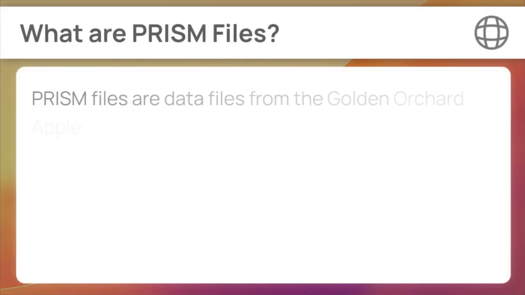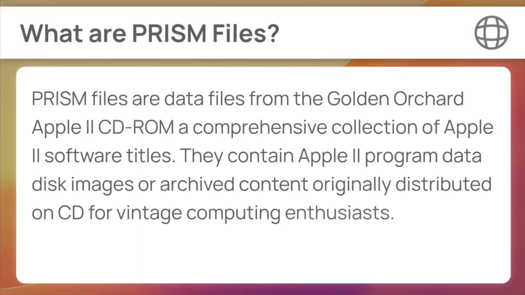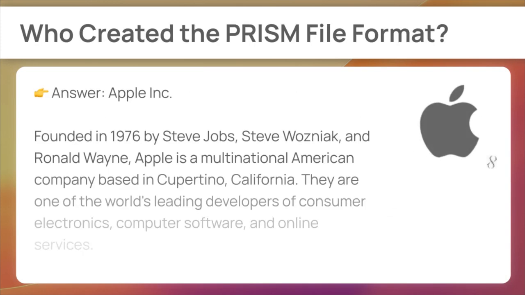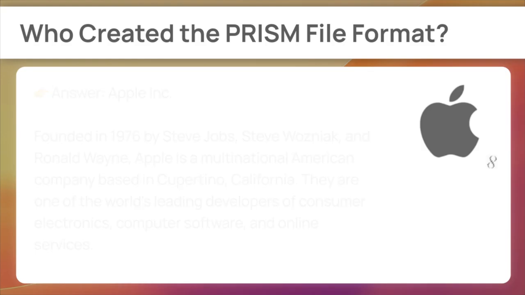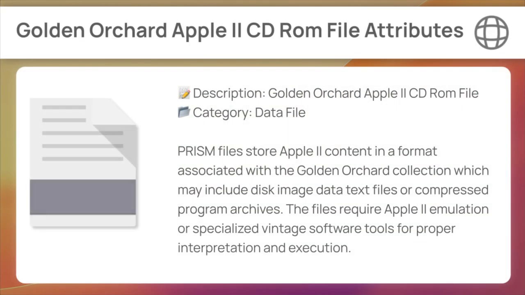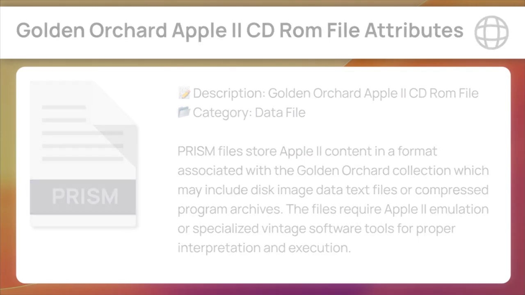PRISM files are data files from the Golden Orchard Apple II CD-ROM, a comprehensive collection of Apple II software titles. They contain Apple II program data, disk images, or archived content originally distributed on CD for vintage computing enthusiasts. PRISM files store Apple II content in a format associated with the Golden Orchard collection, which may include disk image data, text files, or compressed program archives. The files require Apple II emulation or specialized vintage software tools for proper interpretation and execution.